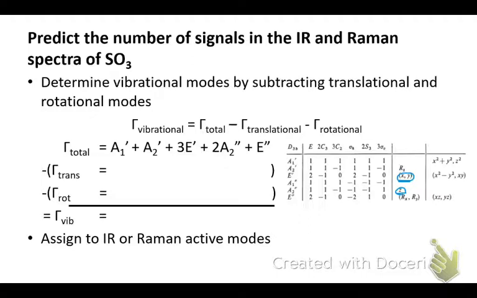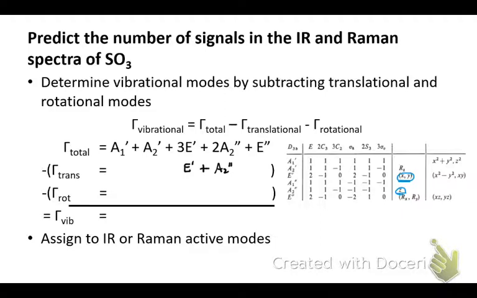Okay, and so we know that the vibrational modes will be the total minus translation minus rotation. So we can subtract off an E prime mode and an A2 double prime mode.